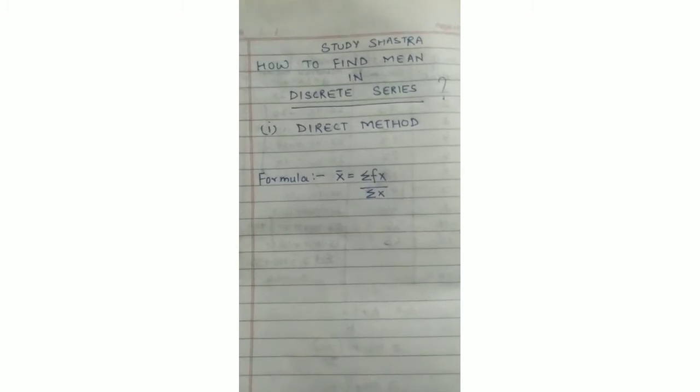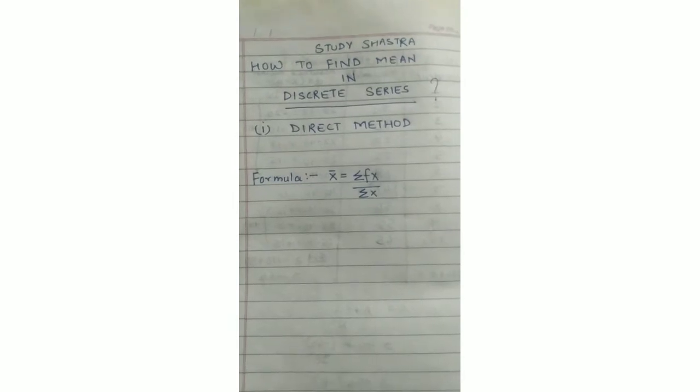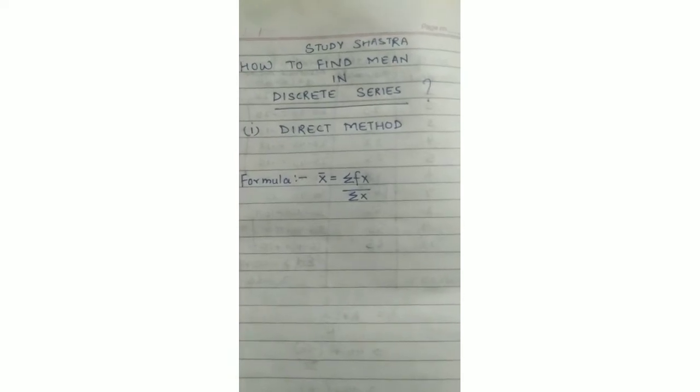Today we are going to study how to find mean in a discrete series. For this we have to use three methods, that is first direct method, second shortcut method and third step deviation.